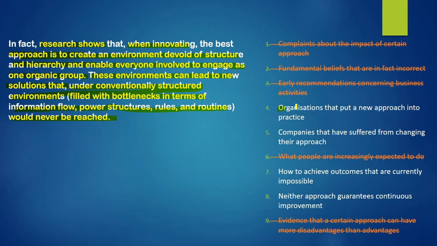So the fourth one says organizations that put a new approach into practice, no. Companies that have suffered from changing their approach, no. How to achieve outcomes that are currently impossible, yes, we did read that: how currently impossible outcomes can be achieved, how to create that environment. Let's read the last one. Neither approach guarantees continuous improvement. No, we did not read about any improvement. So the heading of this paragraph is heading number 7, because this said that the environment can lead to a new solution, which won't be possible under the conventionally structured system.